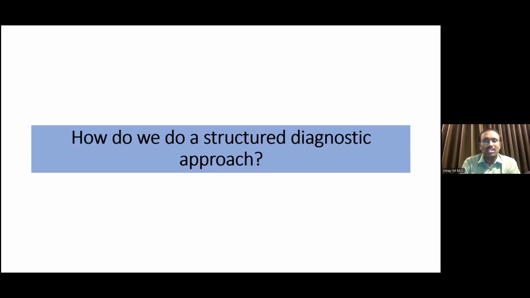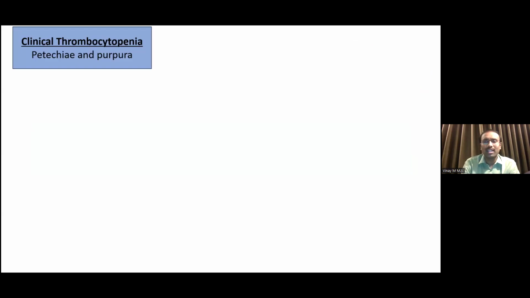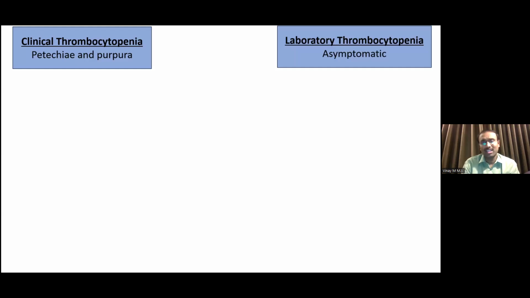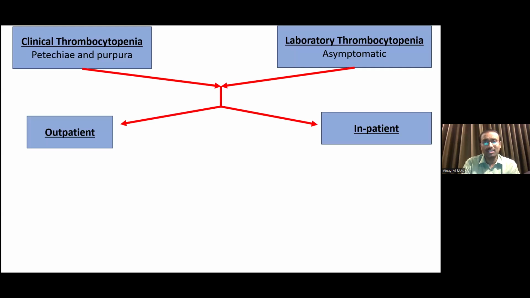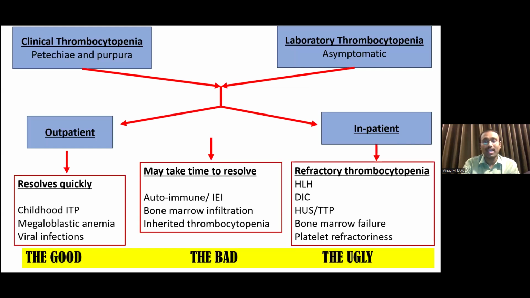So how do we do a structured approach for thrombocytopenia? First and easy clues: first we should know whether it's a clinical thrombocytopenia, where the child has presented with petechiae and purpura, or is it just a laboratory thrombocytopenia in an asymptomatic child? The next important thing is I always look at whether the child has presented as an outpatient or an inpatient, based on which we can classify the good, bad, and the ugly types of thrombocytopenia.